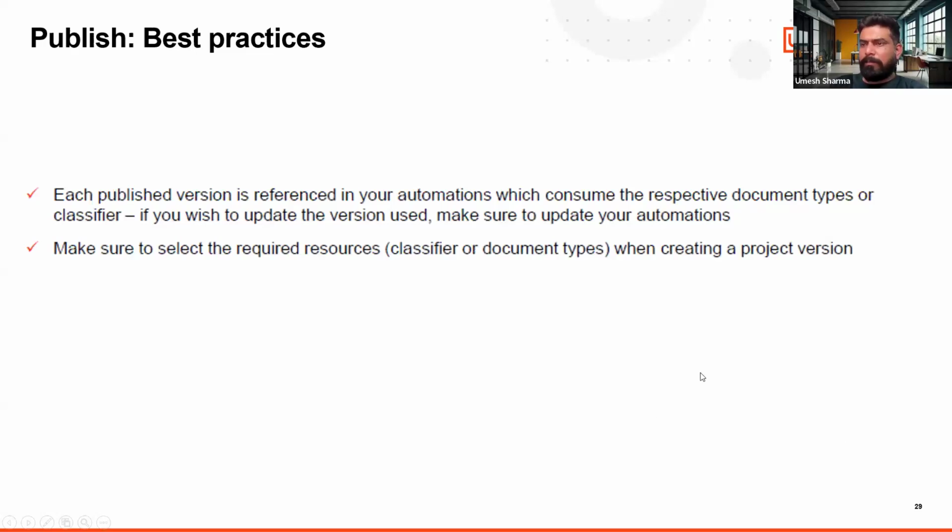Talking about the best practices, each published version is referenced in your automation which consumes the respective document type or classifier. So if you wish to update the version used, make sure to update your automations. Basically, whatever version is being used in your workflows, the same has to be there in document understanding, and vice versa. Just make sure that it's always followed, and make sure to select the required sources, classifier, and document type when creating a project version. This is needed whenever you create a project version in document understanding.